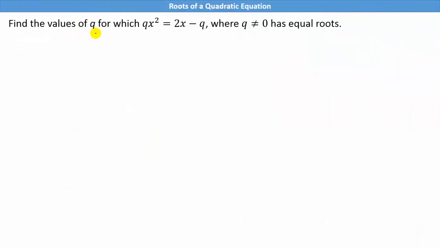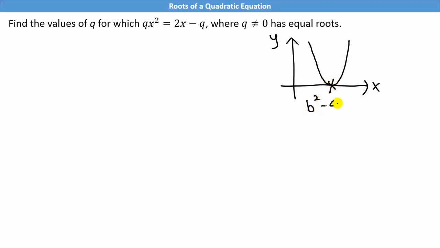Find the values of q for which this quadratic equation has equal roots. When a quadratic equation has equal roots, it will cut the x-axis at 1 point, and the discriminant b squared minus 4ac will be equal to 0. Let's arrange this quadratic equation in the form of ax squared plus bx plus c equal to 0. Bring over the 2x and bring over the q.